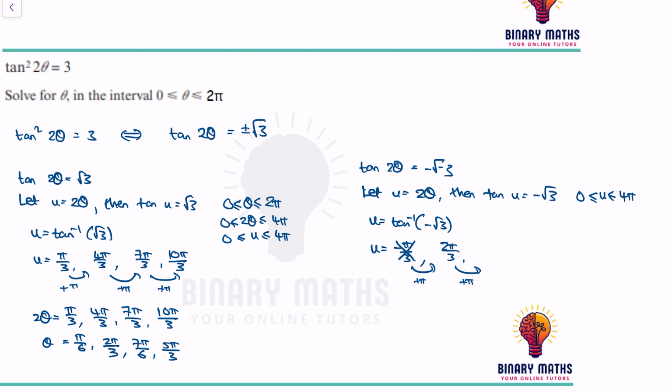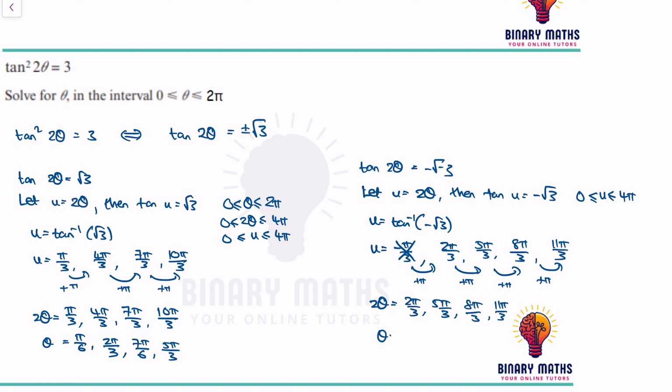Add pi again to get the next one, which is 5 pi over 3. Add pi to get the next one, which is 8 pi over 3. Add pi to get the next one, which is 11 pi over 3. If you add pi again, you're going to get 14 pi over 3, which is greater than 4 pi. So stop there. That means 2 theta is equal to 2 pi over 3, 5 pi over 3, 8 pi over 3, and 11 pi over 3.